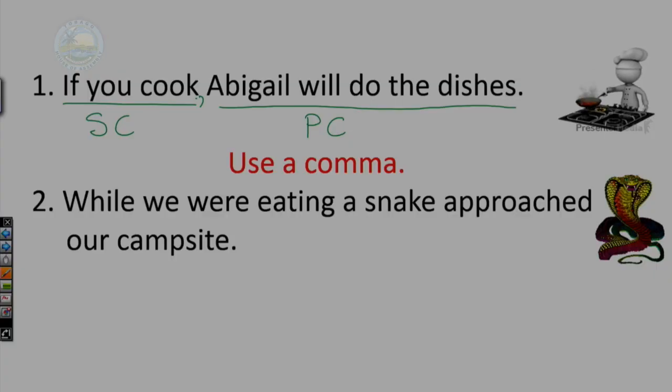The sentence says, while we were eating, a snake approached our campsite. Are we really eating a snake? So therefore, we need to properly punctuate the sentence using a comma. But the question is, where are we going to put that comma? Nobody wants to eat a snake. Where are we going to put that comma? Read again. While we were eating, a snake approached our campsite. Got it? We put the comma after the word eating.